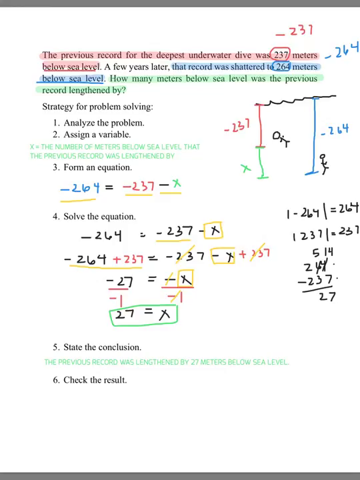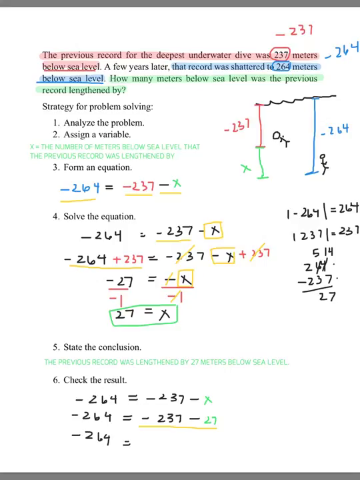So now let us go ahead and check the result. When checking the result, you want to start off with the original equation found in step 3. So we'll have negative 264 is equal to negative 237 minus x. But we now know the value of x, so we're going to go ahead and substitute that in. And then since the value of x is 27, we'll have negative 237 minus a 27. So all we have to do is simplify this on the right hand side. So on the left hand side, we'll just bring down the negative 264.